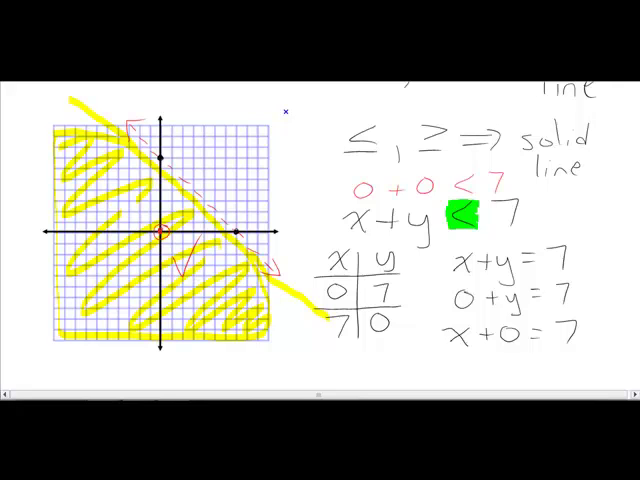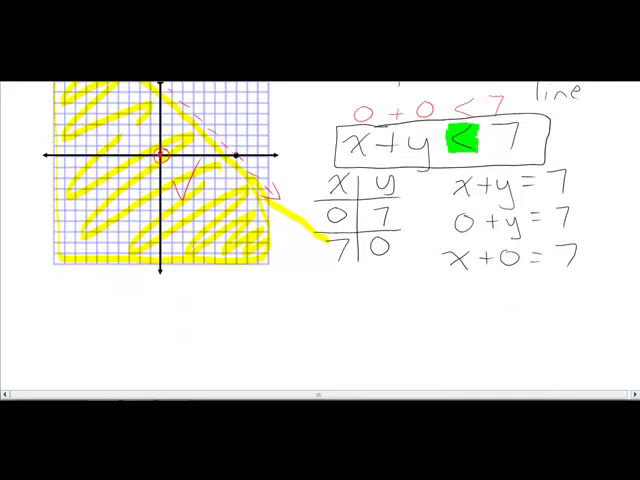If I just select some point at random up here, like if I pick this point up here, I meant to do that with a pen, not with a highlighter. If I pick that point right there and plug that x and y value into this inequality, it will not be true. I will get a number that is greater than 7. So that is how we graph inequalities.